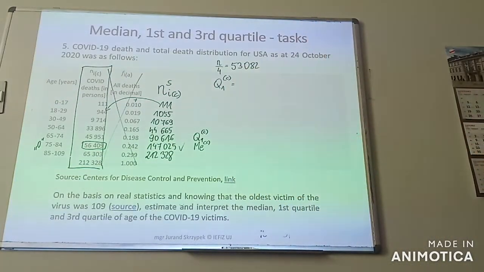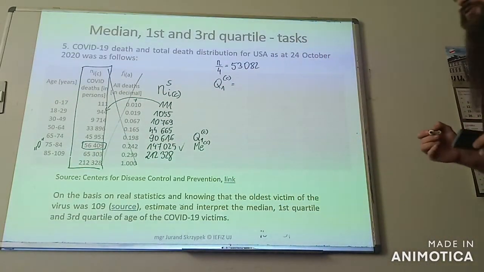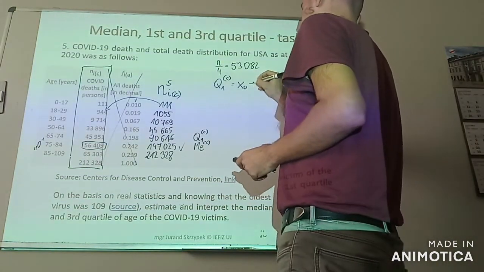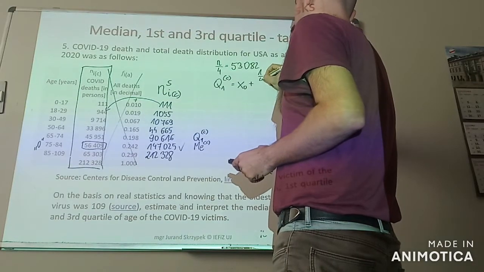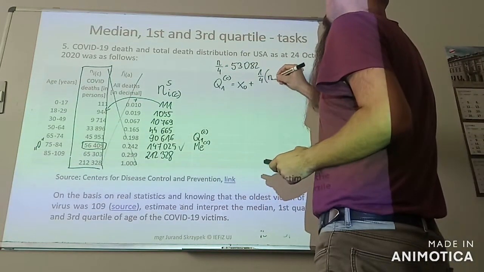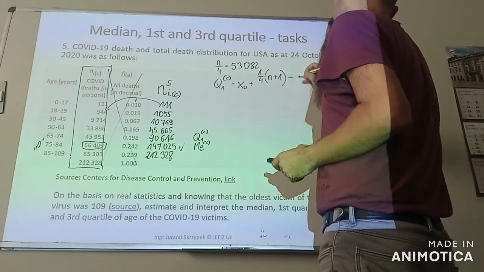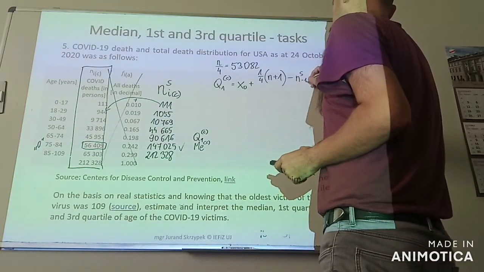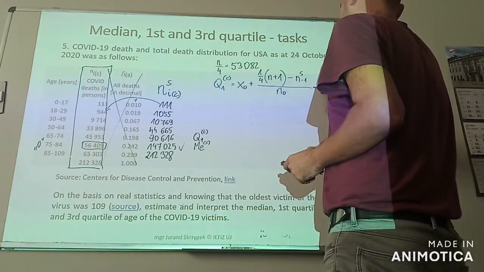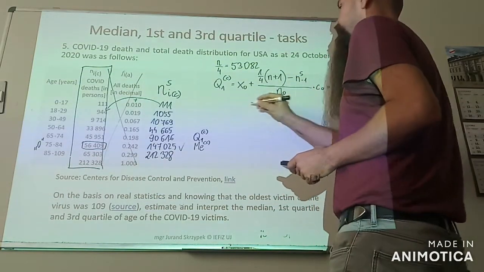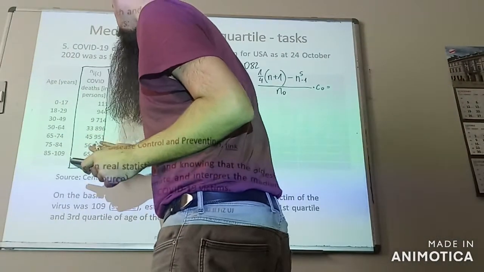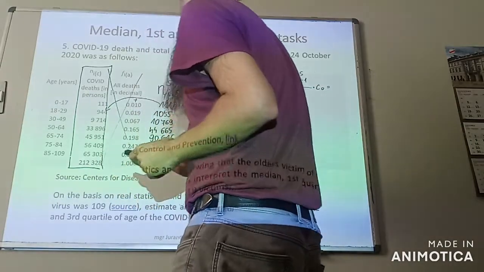Okay, we can repeat the formula. X0 plus 1/4 of n plus 1 minus ns minus 1 divided by n0 multiplied by c0. And what we have here, we change the zero level.